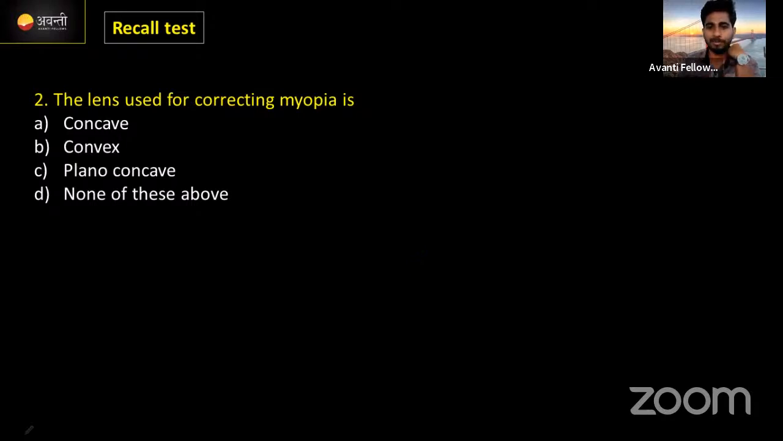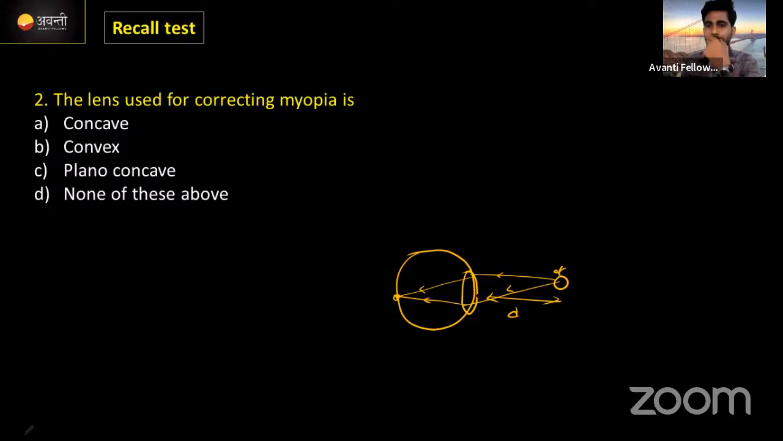Let me know quickly. This is your eye, your eye lens. Short sight means up to a certain distance d, if an object is here, you can clearly visualize it. The rays of light falling here will be converged at the retina point. There is no problem.